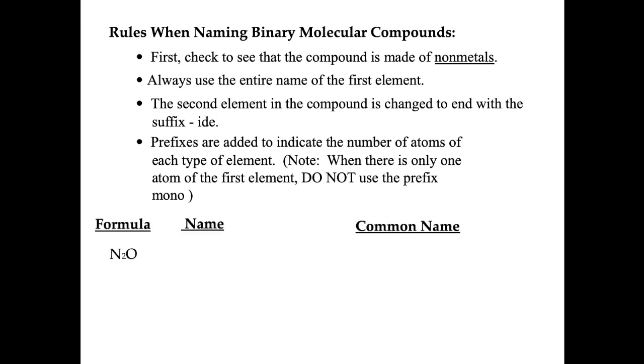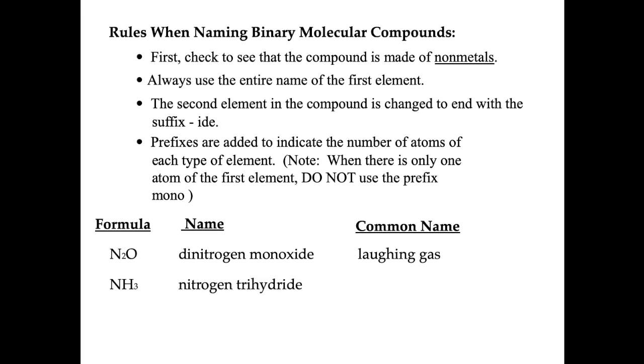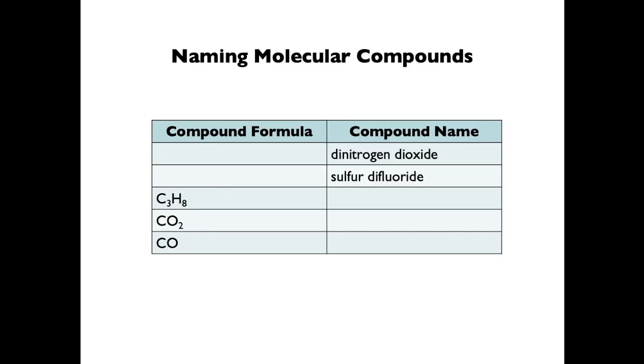So for example, N2O would be dinitrogen monoxide, also known as laughing gas. NH3, its technical name is nitrogen trihydride. However, it pretty much exclusively goes by its common name, ammonia. CH4 would be carbon tetrahydride, also known as methane. So now I'd like you folks to take a second to try and write the formulas for the first two and try to write the names for the last three in this table.